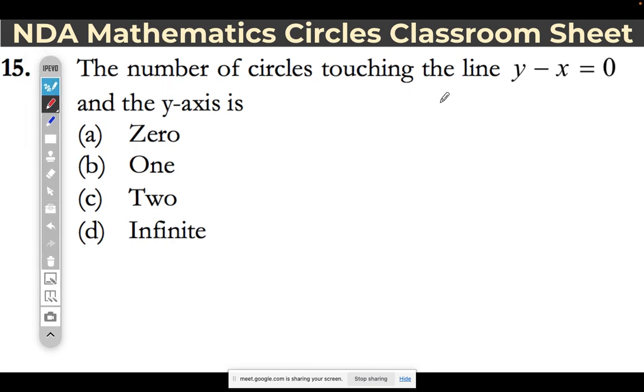The number of circles touching the line y equal to x and the y-axis is... So wait, I forgot to tell you yesterday, last class. Relax. Note down.